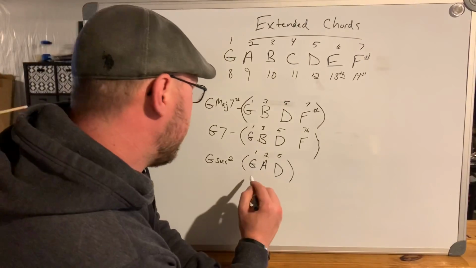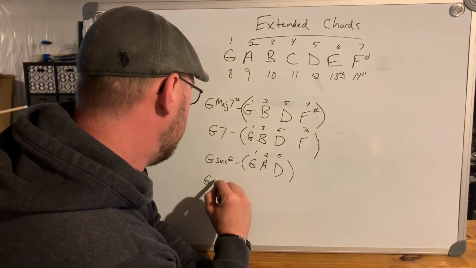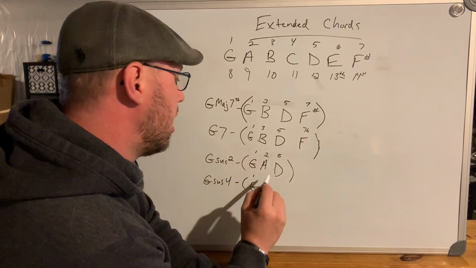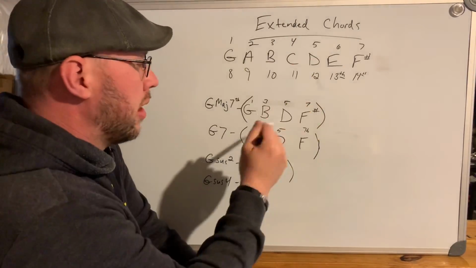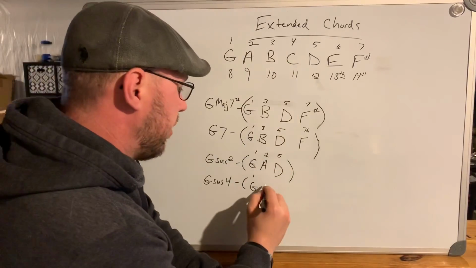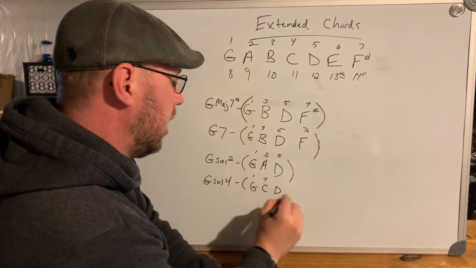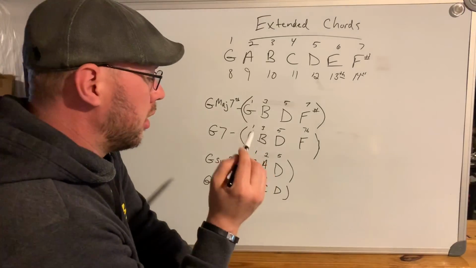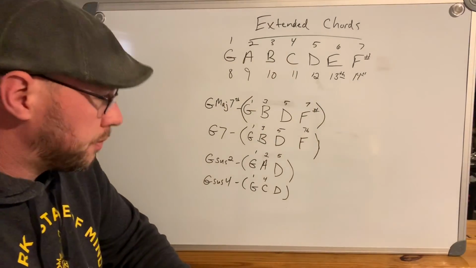Sus 4, same concept. G sus 4, you're gonna have your 1, G. You're gonna suspend your third. We're not using the B. We'll use the fourth this time. That's C, and then a D, and that's a G sus 4. You suspended the third, and you're replacing it with a fourth. Okay.